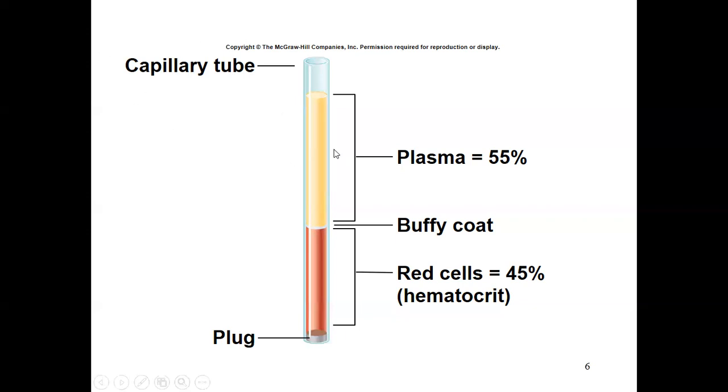So blood volume by volume, 55% of the blood in your body is plasma. So that liquid portion of blood, 55% of the total blood volume is that liquid portion or that plasma. The buffy coat has less than 1%. And then the rest is red blood cells, which is 45% of the total blood volume that comes out of your body.